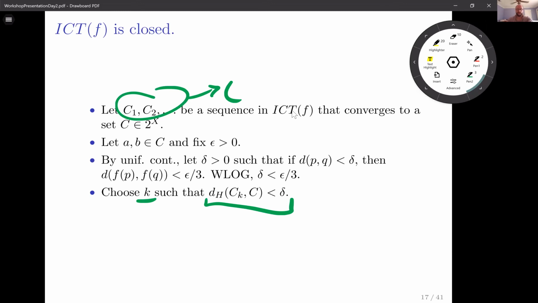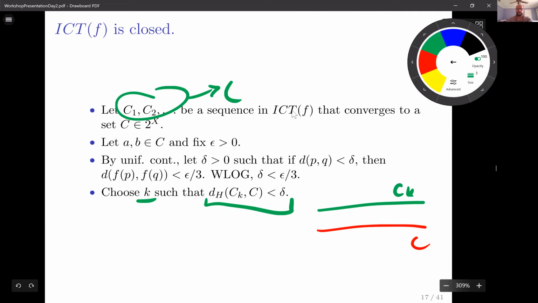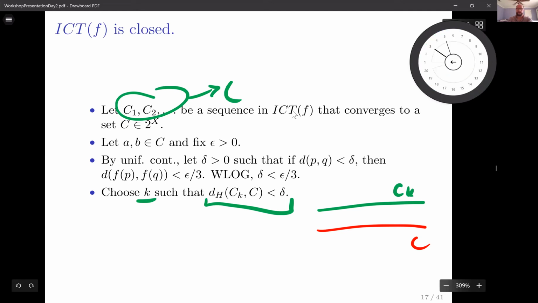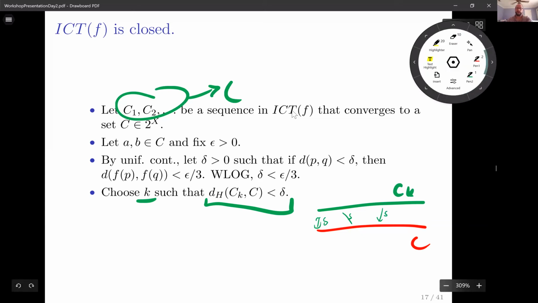Okay, so we have C down here, we have CK, and because that Hausdorff distance is what it is, we know that every single point here is less than delta from at least one point in here, right? And vice versa. All right, so CK is a very good approximation of C. All right, so where do we go from there?